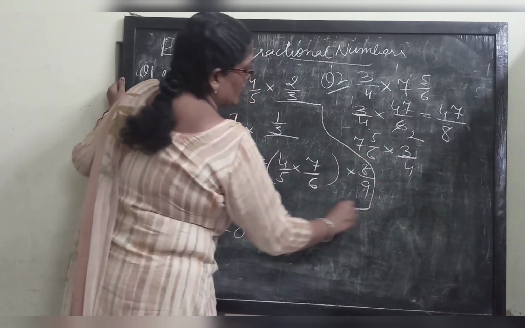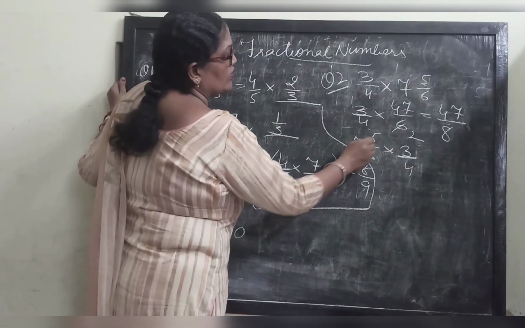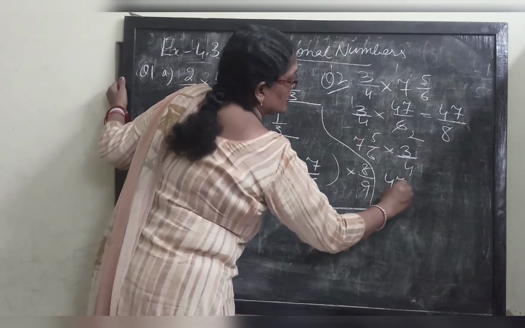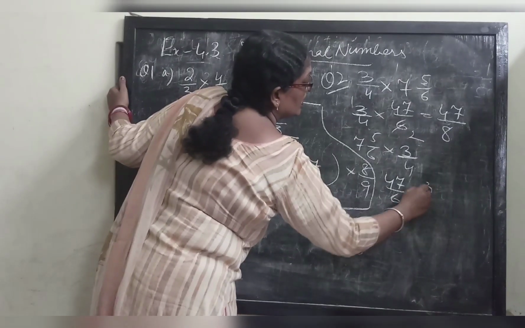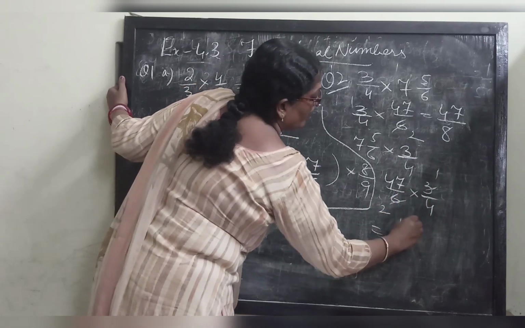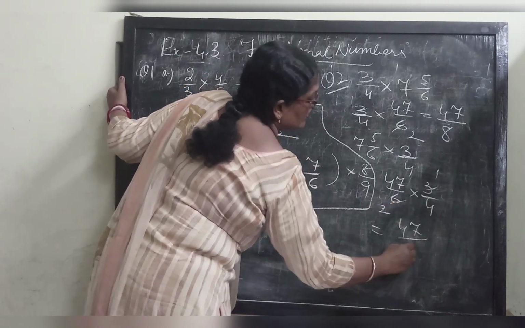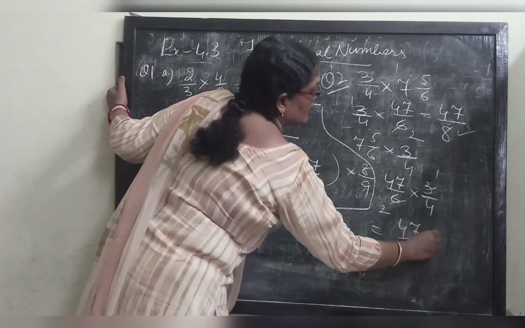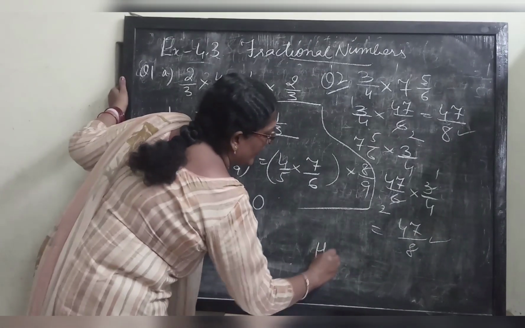Second part is 7 5 over 6 into 3 over 4. First we have to change it. 7 6s are 42 plus 5, 47 over 6 into 3 over 4. 3 1s are 3, 2 2s are. Again 47 over 4 2s are 8. Both the answers are same. We will write hence proved.